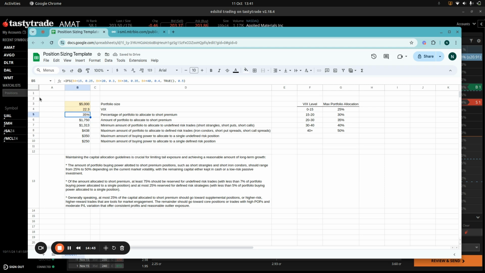And at this point, all you need to do is use the information here to form the backbone of your portfolio. It will tell you how much buying power to allocate to undefined risk positions, defined risk positions, how much of your portfolio you should allocate to short premium strategies in general. And as long as you follow this, you'll be absolutely fine.